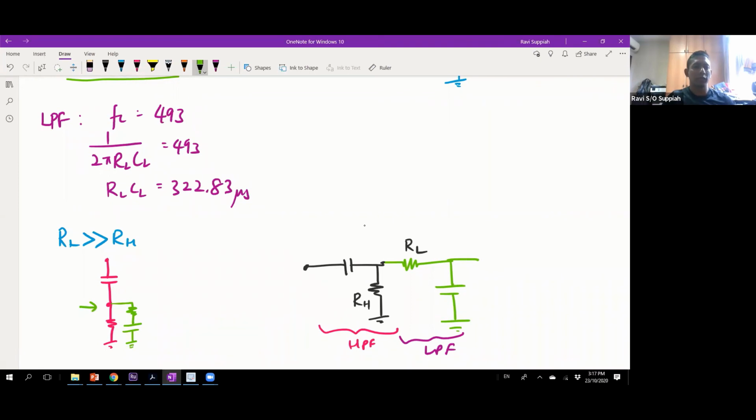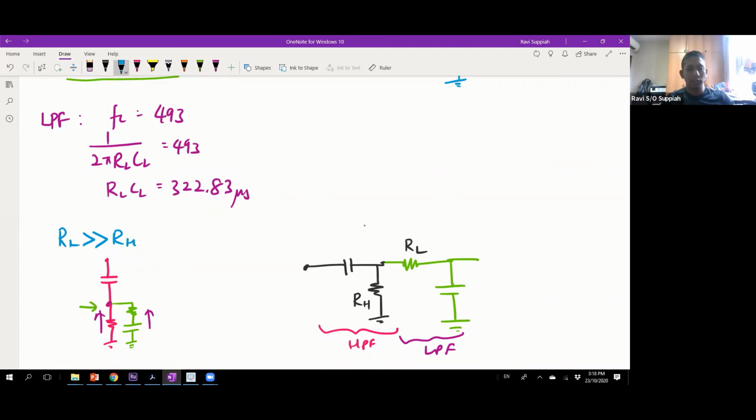In order for the voltage at this point to not be affected, when you have two parallel resistances over here and here, the combined resistance will be the one that is closer to the smaller one, correct? So when RL is much bigger than RH, the effect of this branch, the RL and C, will not impact the overall impedance that you see at this point. That was the loading effect that we discussed last.